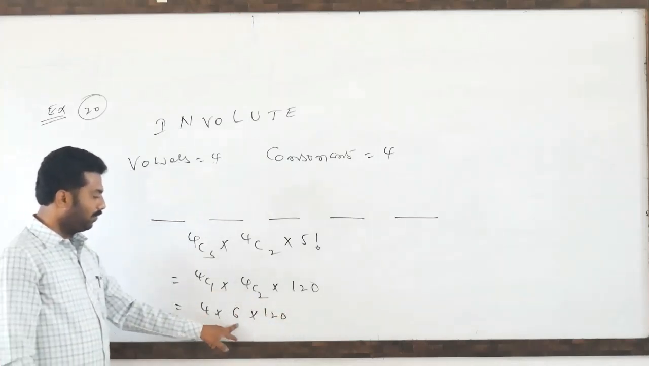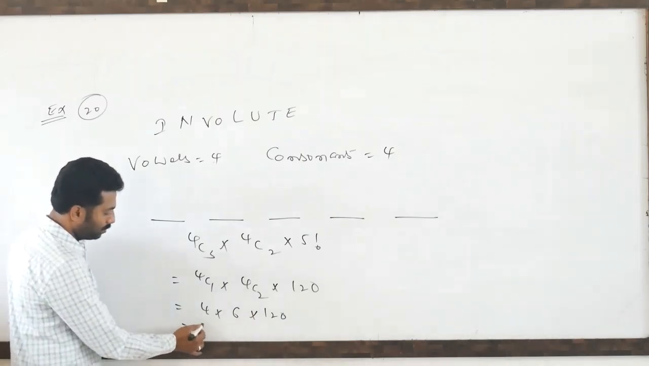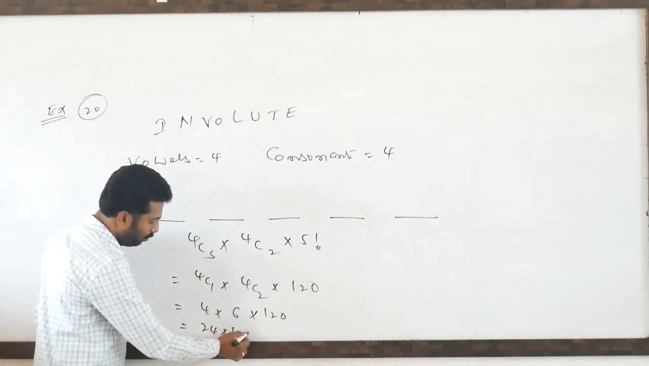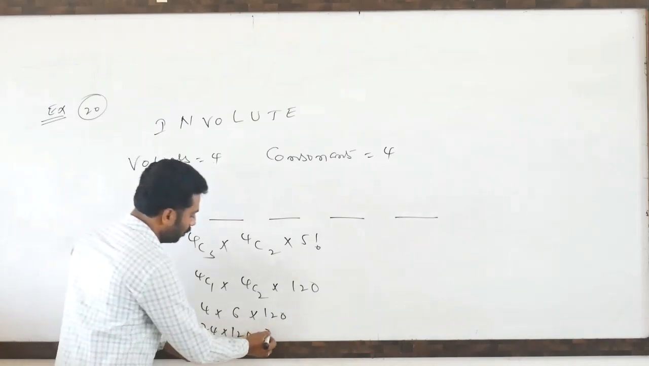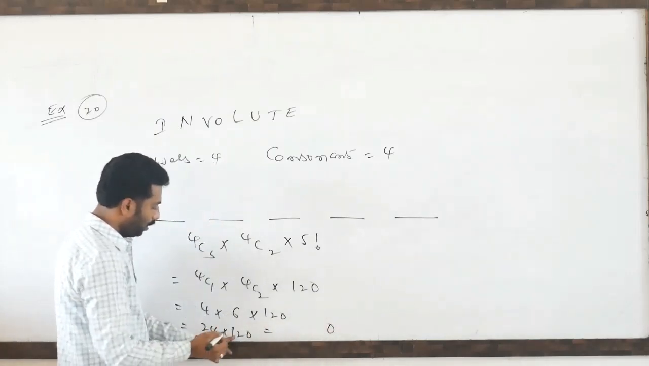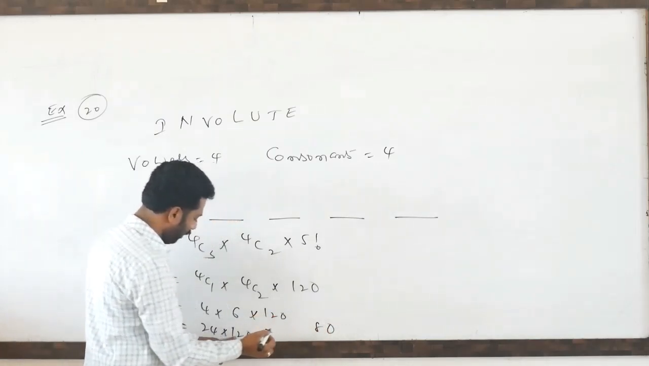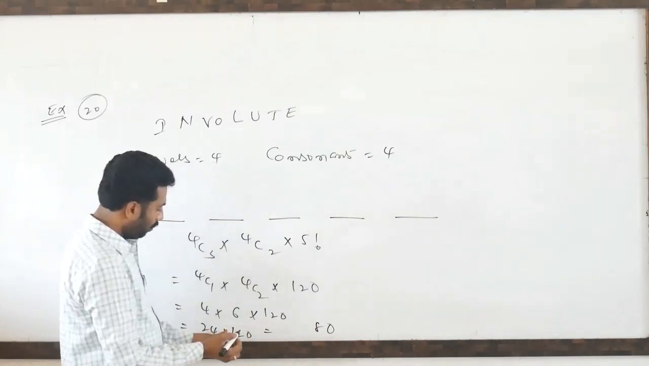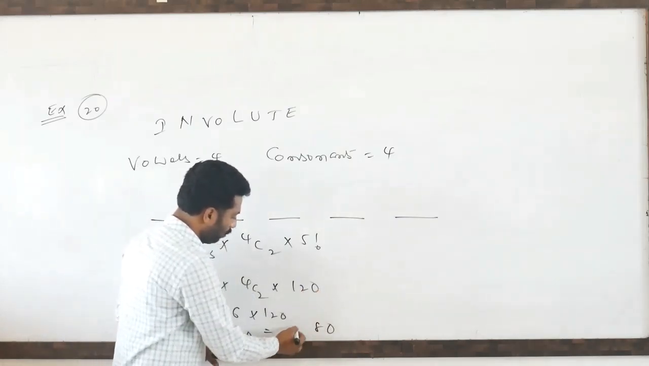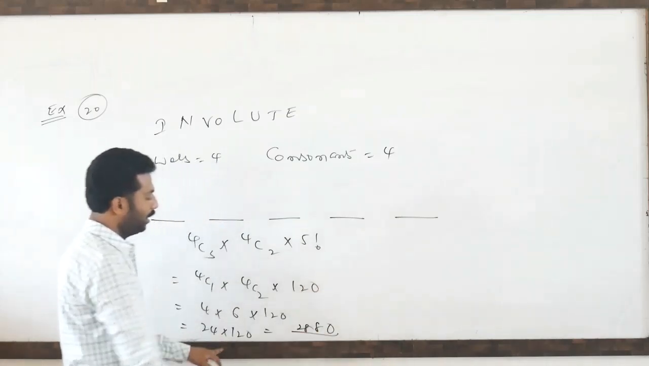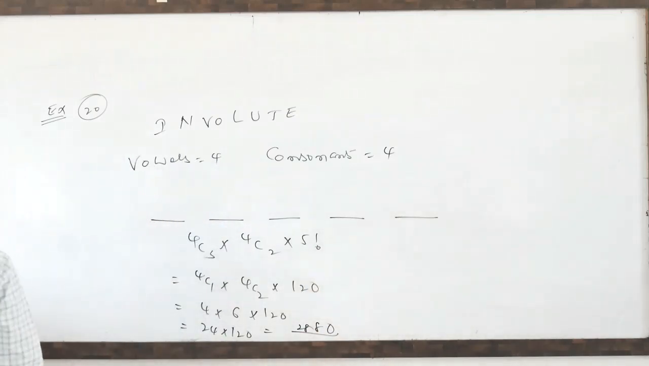So this is 4 into 6 into 120, which is 24 into 120. So how much is it? 0. 24 2s are 48. 24 1s are 24, total 2880. So how many ways? The required ways are 2880 ways. Like this we have to answer.